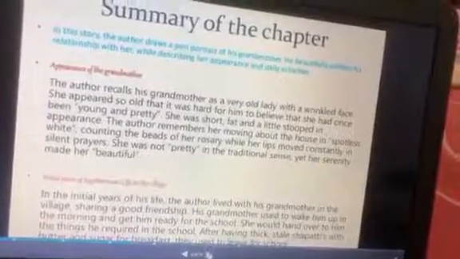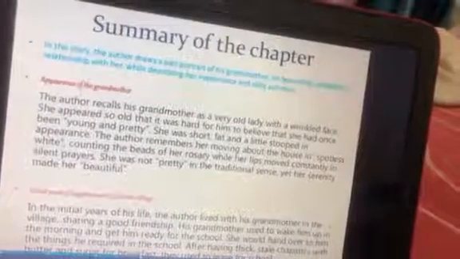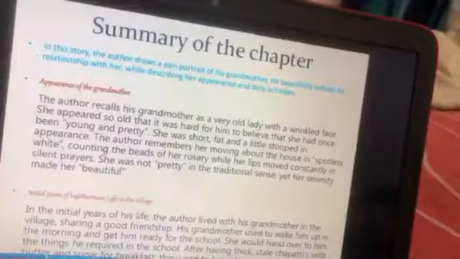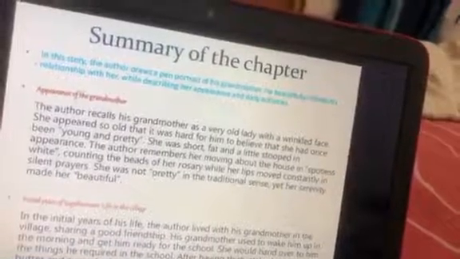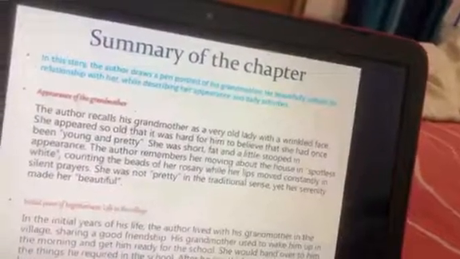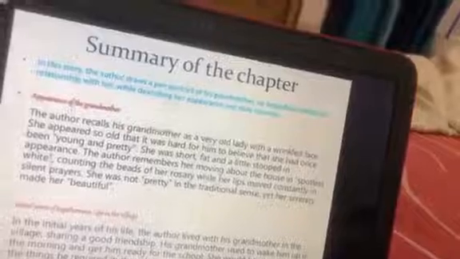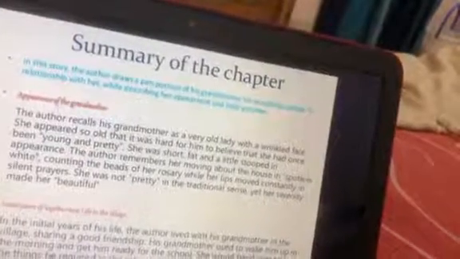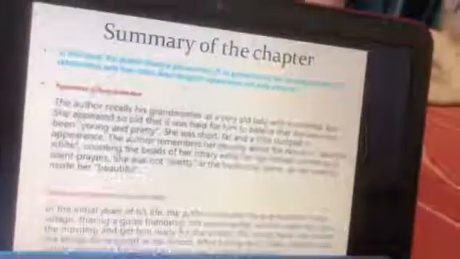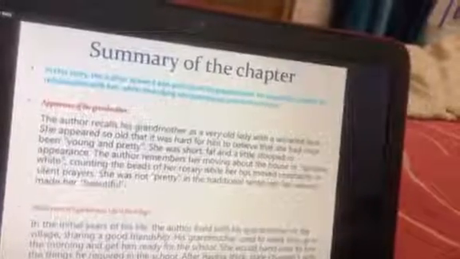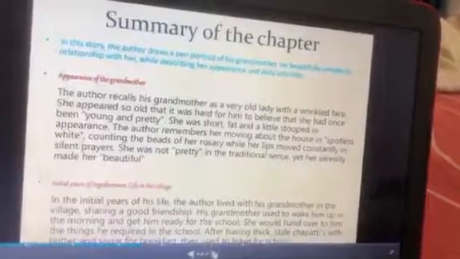You must have seen old people chanting, and while chanting, they count some beads in their hands. These beads are known as a rosary. So she would be counting the beads of a rosary, and her lips would be moving constantly in a silent prayer. He's saying that she was not pretty in the traditional sense of beauty, yet her serenity made her beautiful. Serenity here means calmness, the quiet of the face. The demeanor was so quiet that she appeared to be a very beautiful lady.